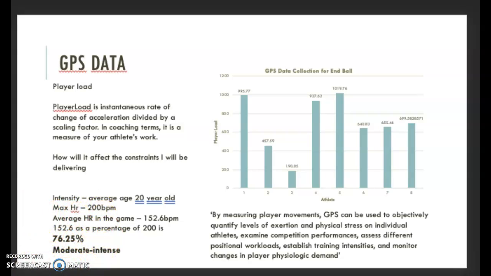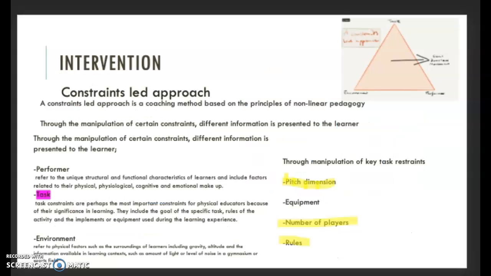So yeah. Next, I'm going to be moving on to the intervention. I'm going to be using a constraints-led approach. Essentially, a constraints-led approach is all about situational learning through manipulation of constraints, ensuring lots of variables in practice when learning. So I'm going to use these constraints in a small-sided game. I'm going to let the game flow, let the problems arise, and then I'm able to address the problems and talk about them in a game situation.